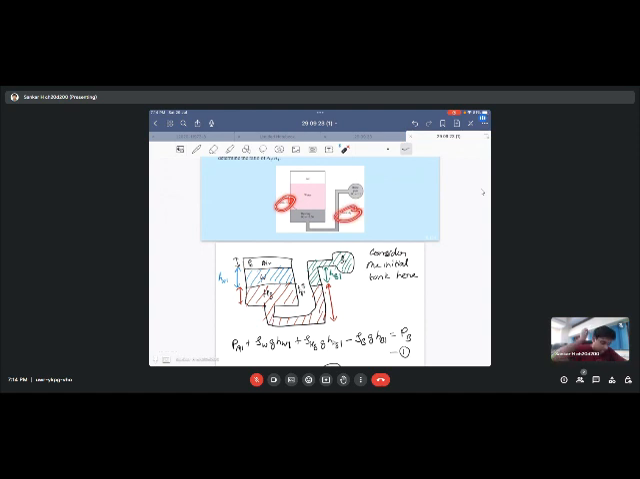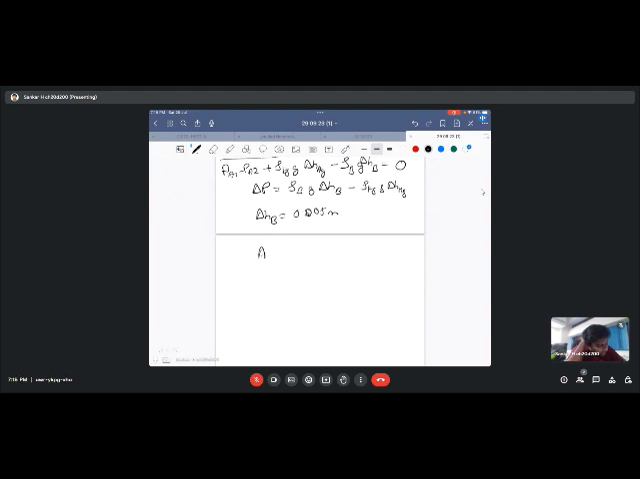So here the area is A1 and here the area is A2. Therefore, if we write A1 times the height of mercury here, A1 times delta h_Hg in the left limb should be equal to A2 times delta h_Hg in the right.